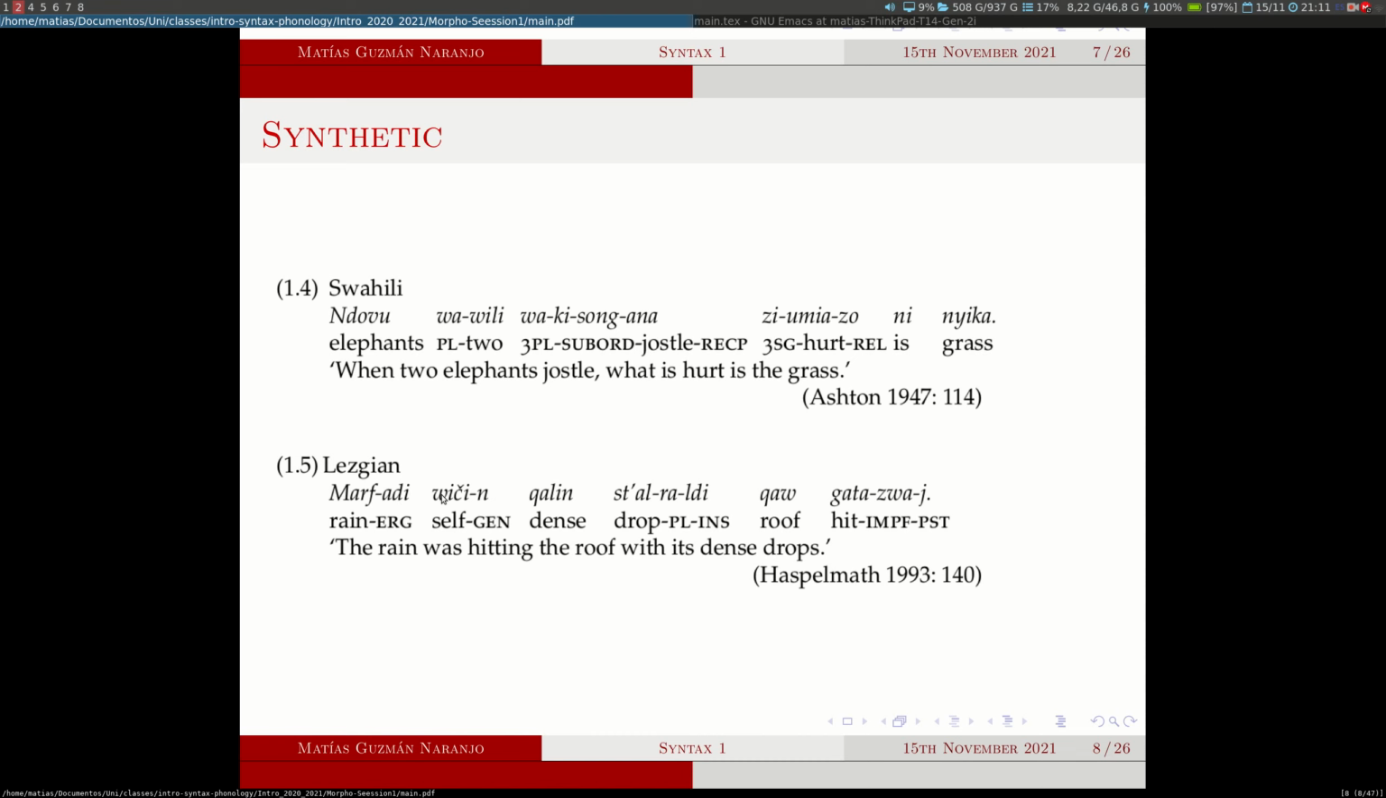The same situation happens here in Lezgian. I won't go through this, but you see that there is all sorts of morphemic markers. And usually we separate morphemes in glosses and in text with a dash. So it's a single word, but we're separating the part that indicates ergative from the rain part, from the noun.